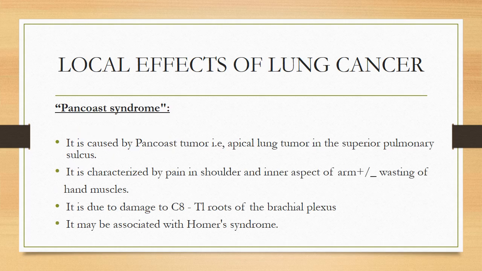Another local effect is Pancoast syndrome, which is mainly because of apical lung tumors in the superior pulmonary sulcus. For example, adenocarcinoma and squamous cell carcinoma. So it is characterized by pain in the shoulder and inner aspect of the arm along with wasting of hand muscles. It is due to damage to the brachial plexus, especially the roots of C8 till T1, and it may be associated with Horner syndrome.